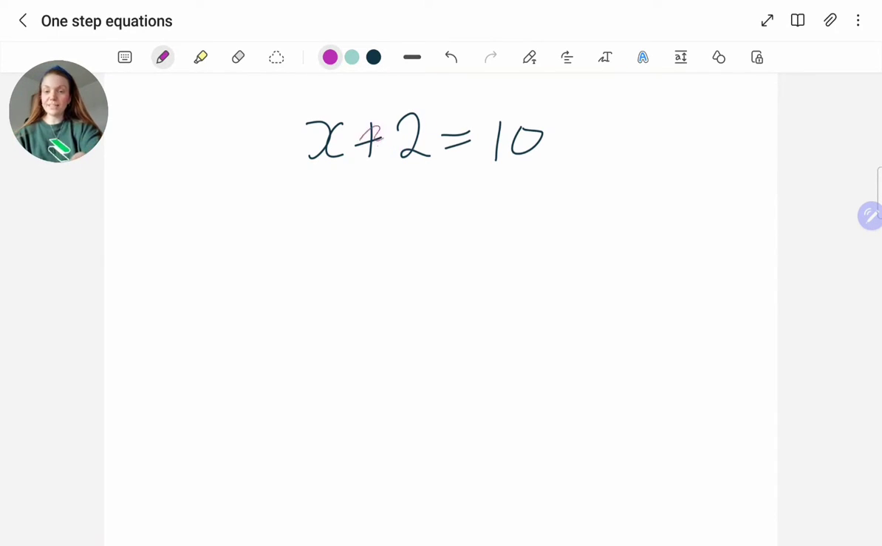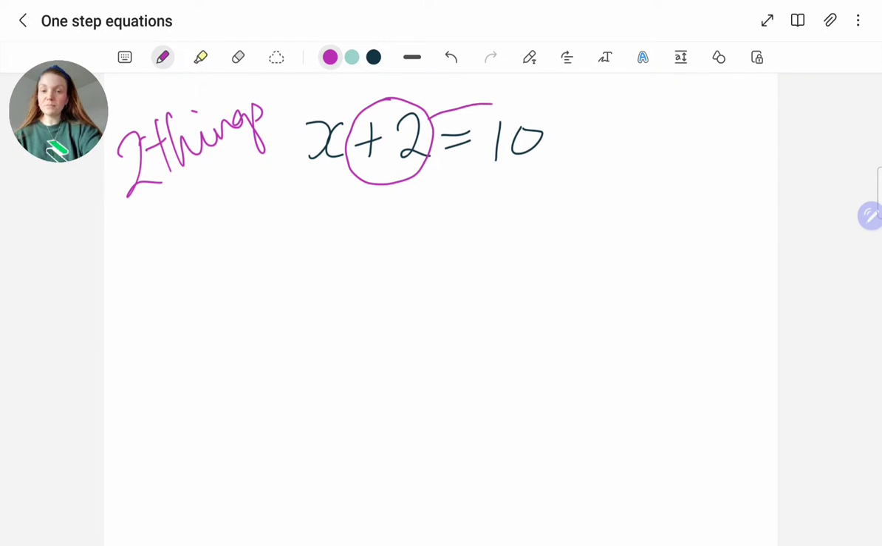So what we're going to do is we want x to be two things. It has to be positive and it has to be by itself. So at the minute, is x positive? Yes. Is it by itself? No, it's not. So we're going to have to move this plus 2 to the other side of the equation.